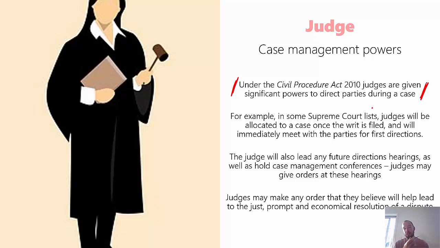In those lists, like the commercial list, the same judge will manage that entire process and then will also hear the trial if the parties can't resolve the matter themselves. So that's like having one third party who knows all the ins and outs of the case and can deal with it the whole way through.